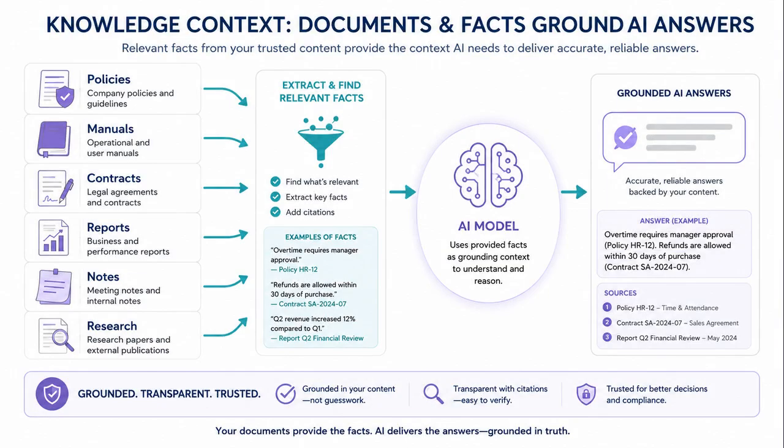Now let's look at knowledge context. Knowledge context gives the AI facts and reference material. This may include policies, manuals, contracts, reports, notes, and research papers. In business, knowledge context is often stored in documents or knowledge bases. The AI can use this information to answer more accurately. RAG is one common way to provide knowledge context. RAG retrieves relevant information before the model answers. This helps ground the response in trusted sources.